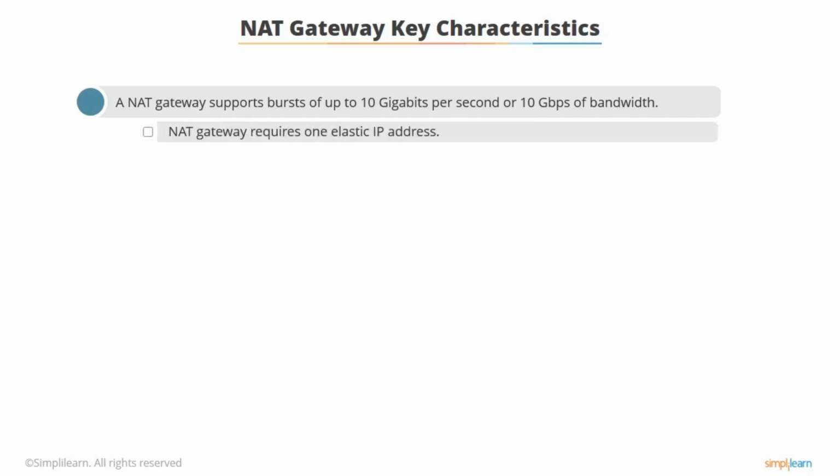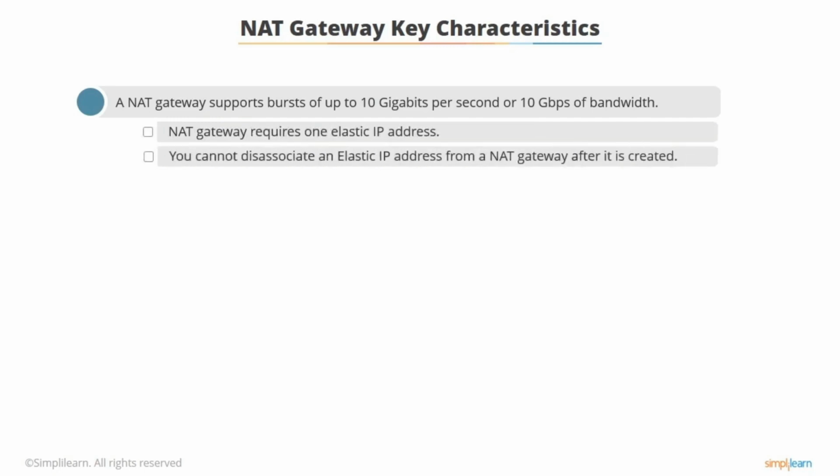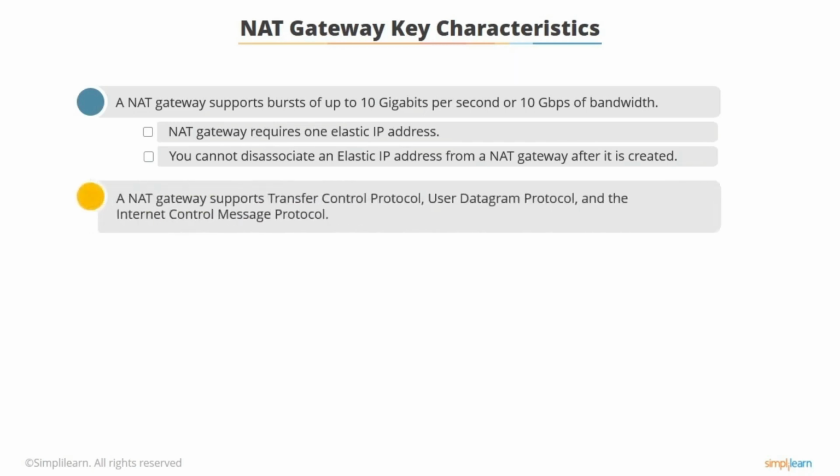A NAT gateway requires one elastic IP address. You cannot disassociate an elastic IP address from a NAT gateway after it has been created. If you need to use a different elastic IP address for your NAT gateway, you must create a new NAT gateway with the required address, update your route tables, and then delete the existing NAT gateway if it is no longer required. A NAT gateway supports Transmission Control Protocol, User Datagram Protocol, and the Internet Control Message Protocol.